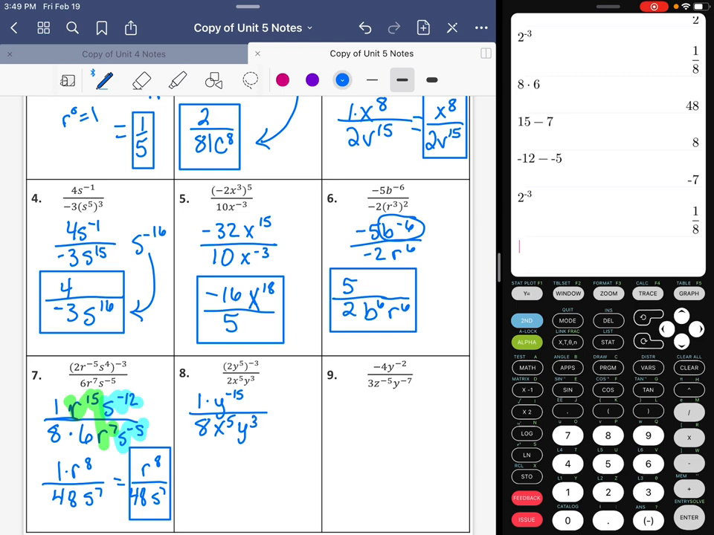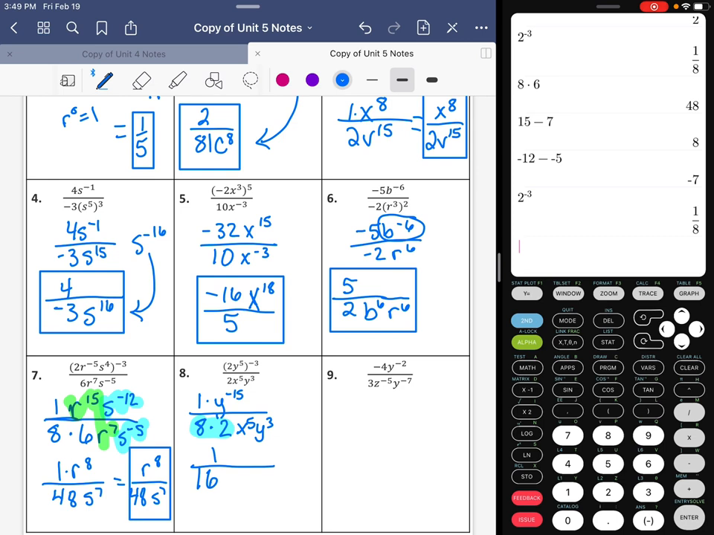Oh, I left out my 2. Shoot. So on the bottom, I should have 8 from the fraction times 2, x to the 5th, y to the 3rd. Just like before, I can multiply these coefficients together, 8 times 2, and get 16. So I'm going to have 1 on top, 16 on the bottom.